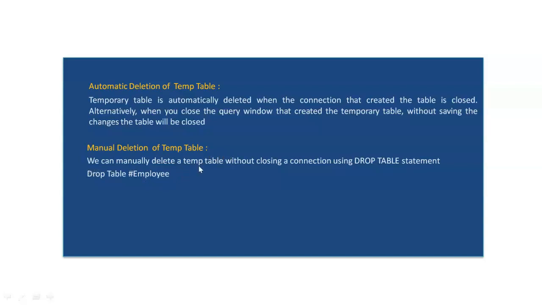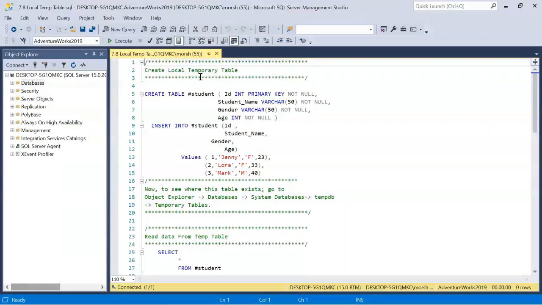Manual deletion of temp table. We can manually delete a temp table without closing the connection using the DROP TABLE statement. As you can see, DROP TABLE #employee. If we execute this piece of code, it will drop the employee temp table. I hope it makes sense. Let's dive into SQL Server Management Studio and see it in action.